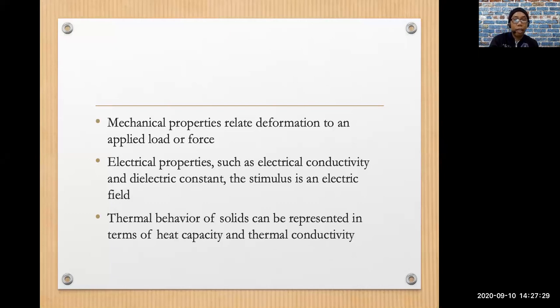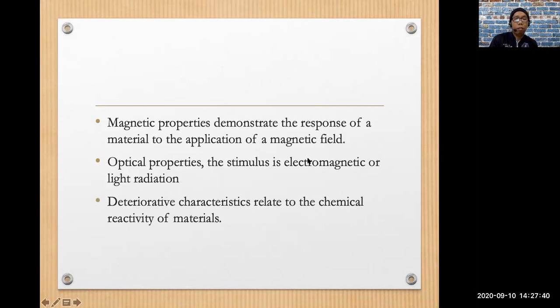Ayan, the stimulus is an electric field. Thermal naman, can be represented in terms of heat capacity and thermal conductivity. Yung magnetic properties naman, it demonstrates the response of a material to a magnetic field or application of magnetic field. Optical properties, the stimulus is electromagnetic, from the root word opto means light, so light radiation for optical properties.